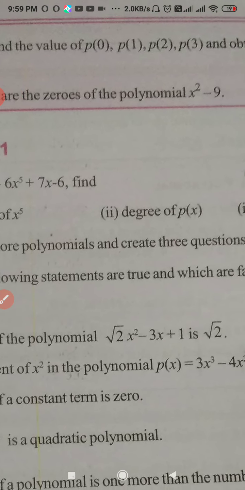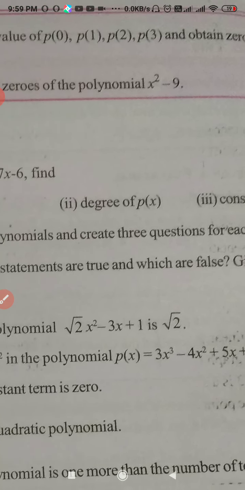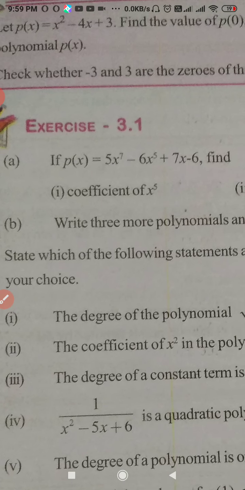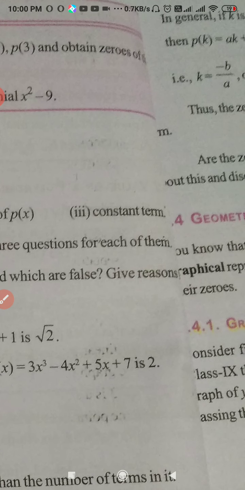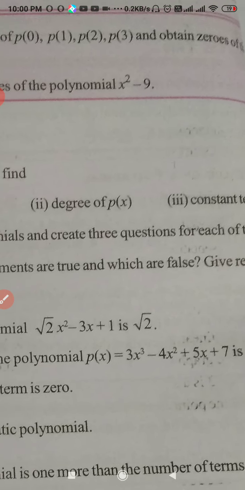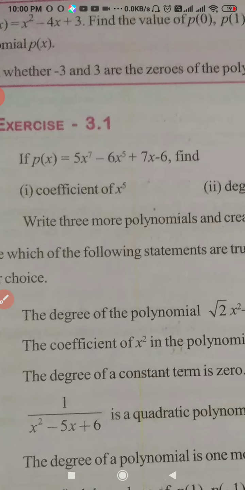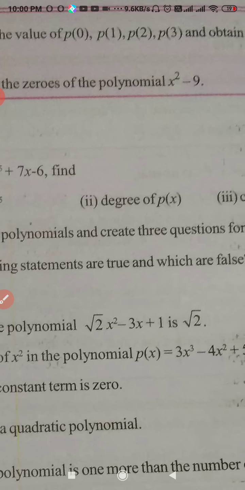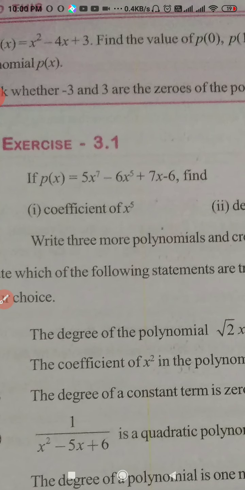Now second question, what is given? Write 3 more polynomials and create 3 questions for each of them. State which of the following statements are true and which are false. Give reason for your choice. Here 5 questions are given. State which are true and which are false. Let us study the first question.